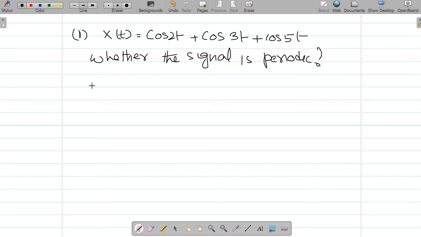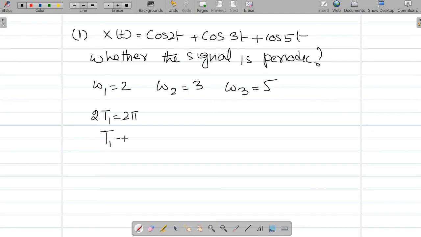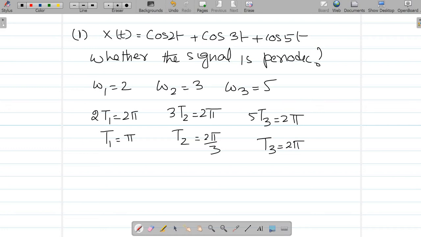So here W1 is equal to 2, W2 is equal to 3 and W3 is equal to 5. So W1 into T1, that is 2 into T1 is equal to 2 pi. So T1 is equal to pi, whereas 3 times T2 is equal to 2 pi. So T2 is equal to 2 pi by 3, for the second term. And finally for the third term, it is going to be 5 times T3 is equal to 2 pi. So T3 is equal to 2 pi by 5.